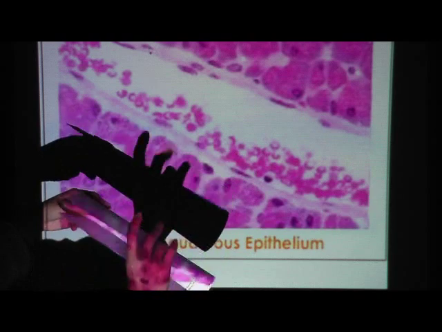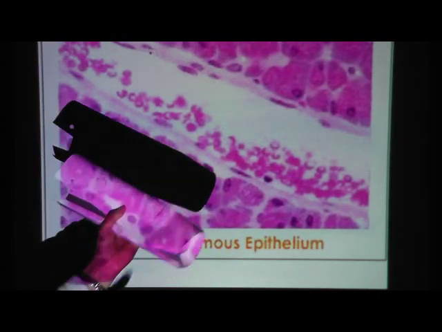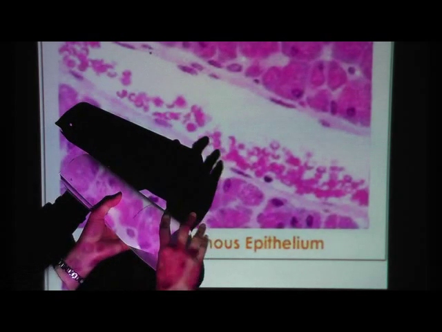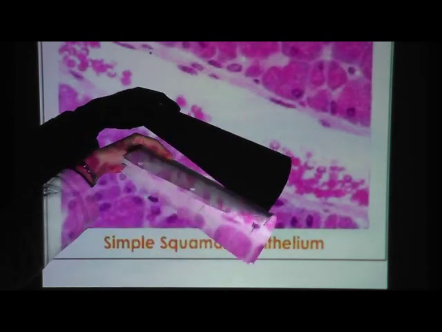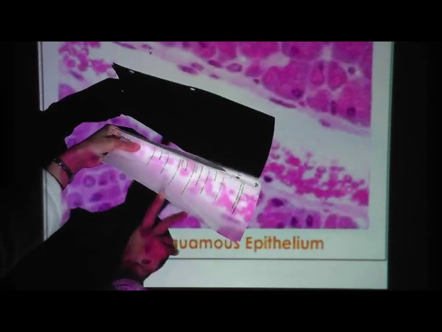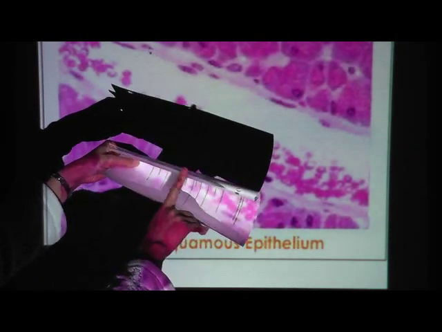In other words, think of a blood vessel like this, and we have just cut it in half. So you're looking at this edge of the blood vessel and this edge of the blood vessel. So you're looking at the two cut edges of the blood vessel.